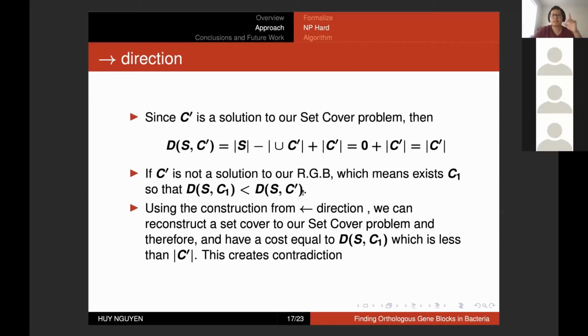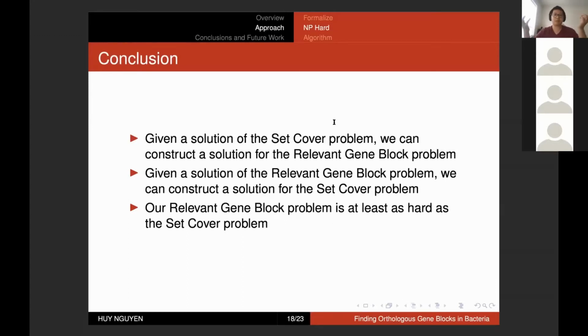Then using the same construction as shown above, we can reconstruct a set cover using this C1, so it still has the same cost, d of S to C1. So therefore, this new set has a size less than the size of C prime but still covers everything, which contradicts C prime as a solution to the set cover problem. So therefore, given a solution to the set cover problem, we can construct a solution to the relevant gene block problem. And with those two, left-hand side and right-hand side reductions, we have shown that our relevant gene block problem is at least as hard as the set cover problem.